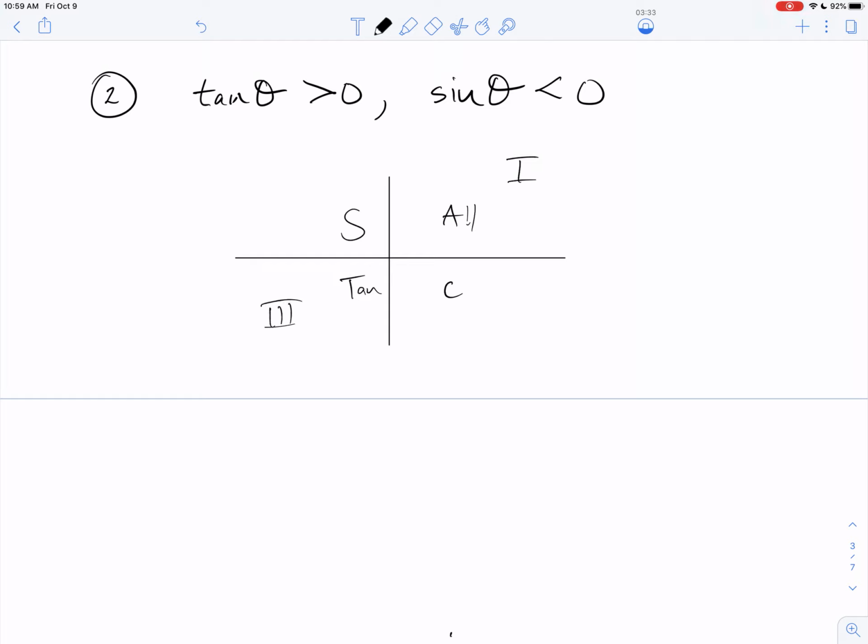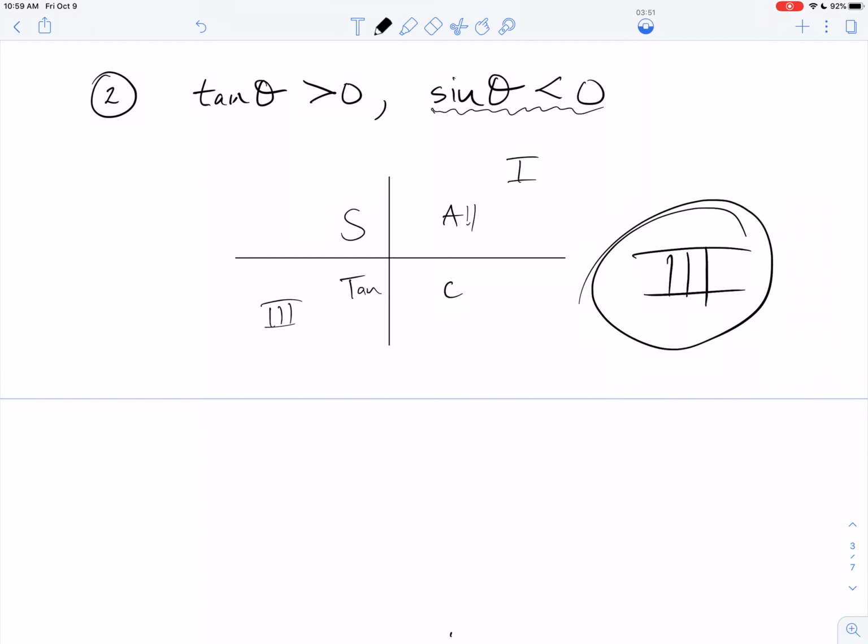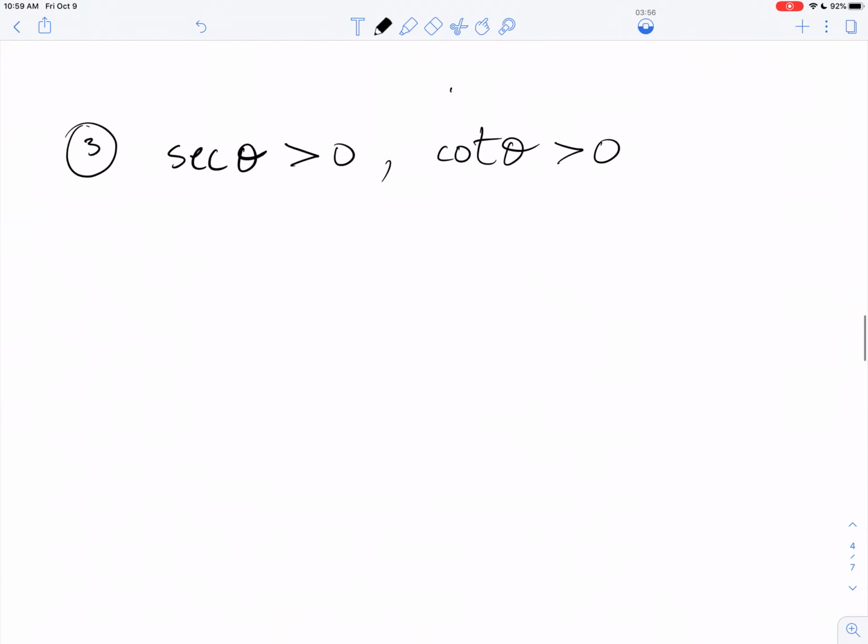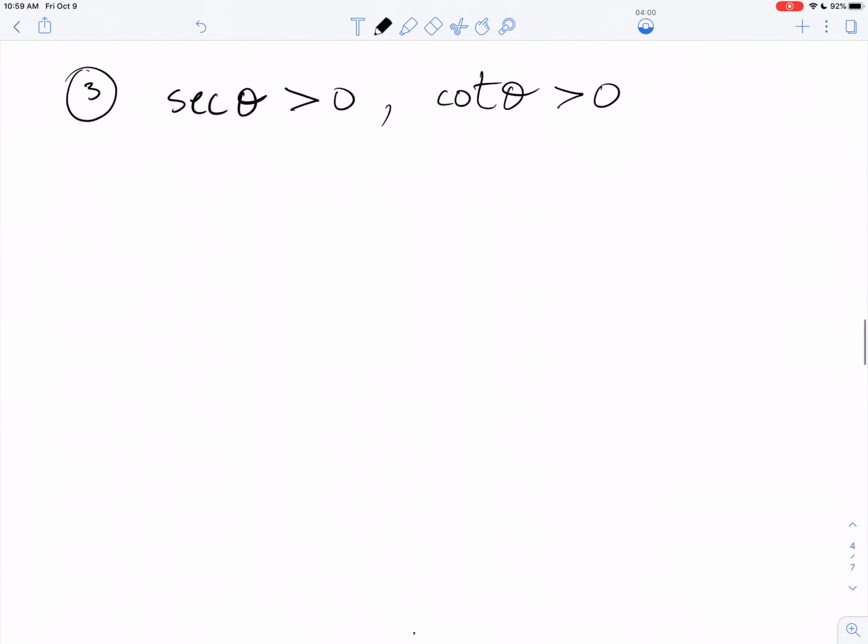So what's the next hint they give me? Tangent's positive, but sine of that same angle would be negative. Well, it can't be quadrant 1 anymore because sine would be positive in quadrant 1. So it's got to be quadrant 3 would be the only quadrant where both of those things could occur at the same time. So I hope you're getting the hang of this. This is just detective work. We got to figure out, ooh, but now they're throwing secant at me.